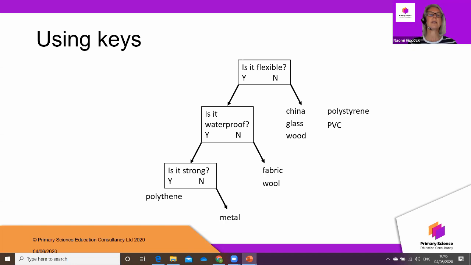It is flexible, it is waterproof, and it is strong. So that would be a good choice of material because it meets all 3 of our criteria. If we don't have the polythene to hand, or for another reason we decide it's not appropriate, we would need to look at some of the other ones and decide maybe we can combine 2 of them to make a composite material that will do the job.